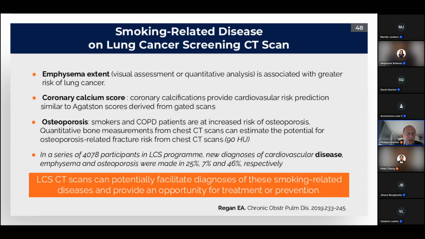And in a series of more than 4,000 participants in a lung cancer screening program, Regan and associates found new diagnoses of cardiovascular disease, emphysema, and osteoporosis in 25, 7, and 46% respectively. So they conclude that lung cancer screening CT scans can potentially facilitate diagnosis of these smoking-related diseases and provide an opportunity for treatment or prevention.